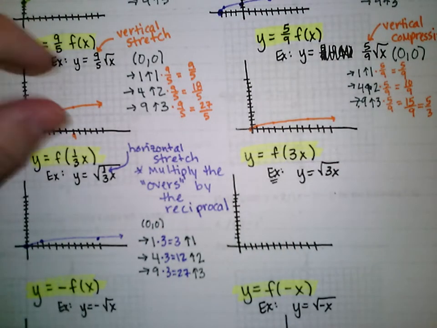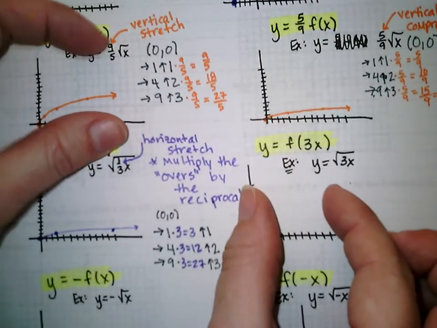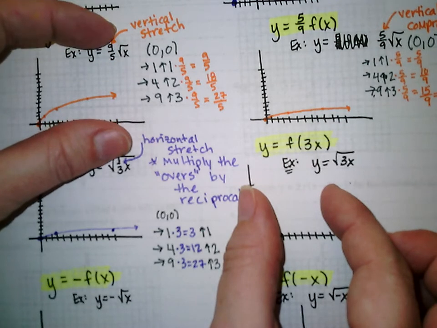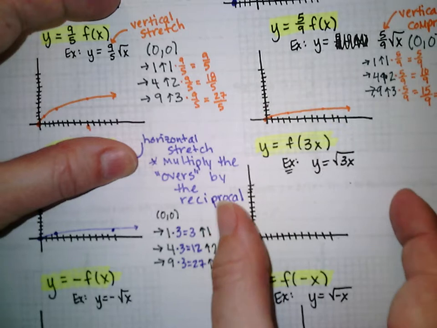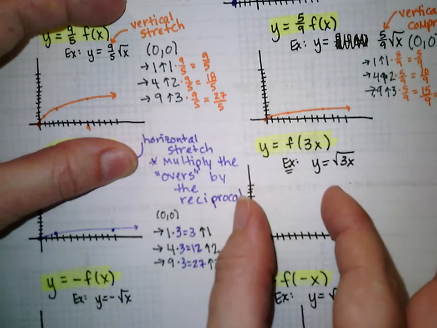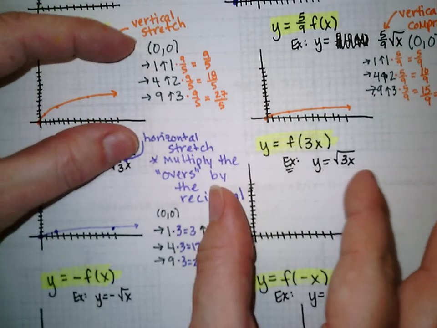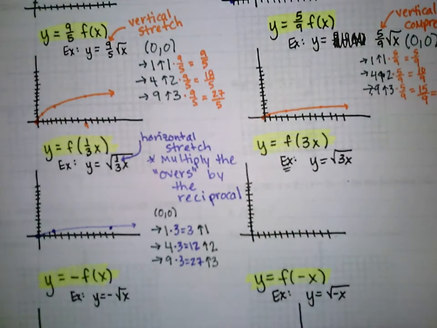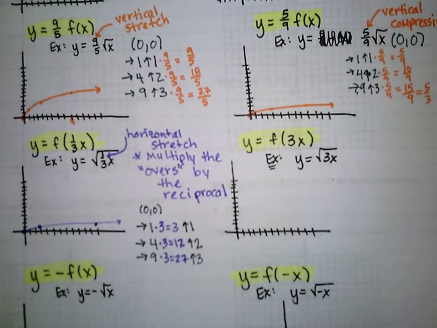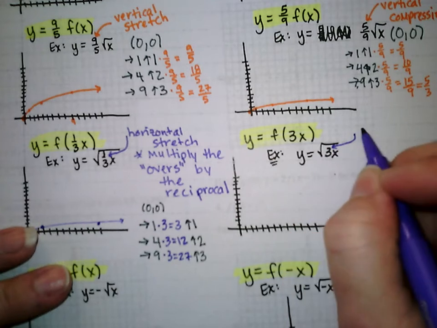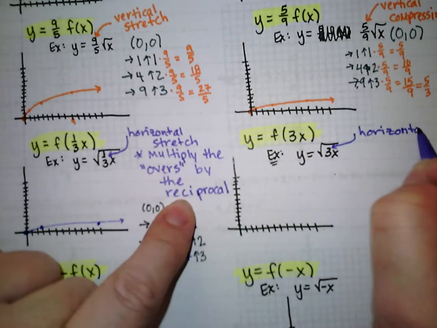And you're going to see that a vertical stretch does the same, only the reverse direction. So vertical stretch, I keep the x's the same and I stretch out the y's. Horizontal compression, I keep the y's the same, but I compress the x's. So they end up looking similar. When I do that, the graphs will resemble each other. So same thing, same process here. When I have a horizontal compression, I'm going to multiply the overs by the reciprocal.